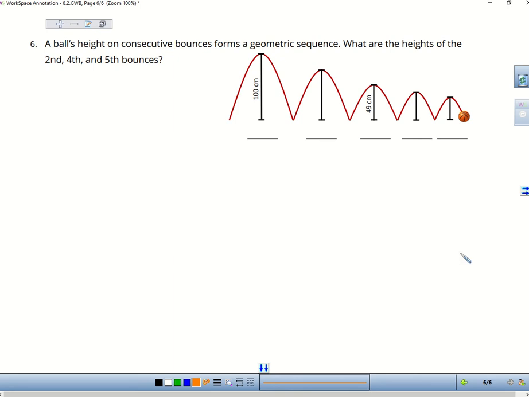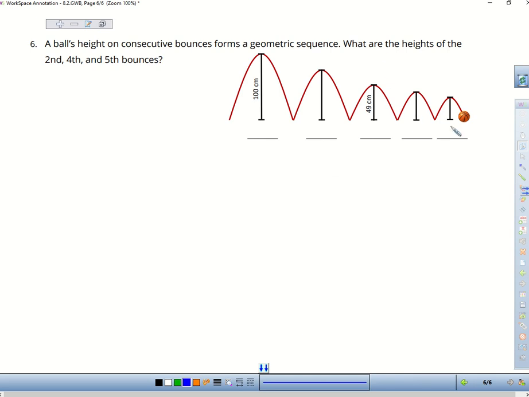All right, so this one says a ball's height on consecutive bounces forms a geometric sequence. What are the heights of the second, fourth, and fifth bounces? So you know how if you let a ball, like a basketball, go and it starts bouncing on its own, you know how it slowly gets closer and closer to the ground? It does that in a geometric pattern, exponential decay of the height of the bounce. So we're going to actually calculate that.